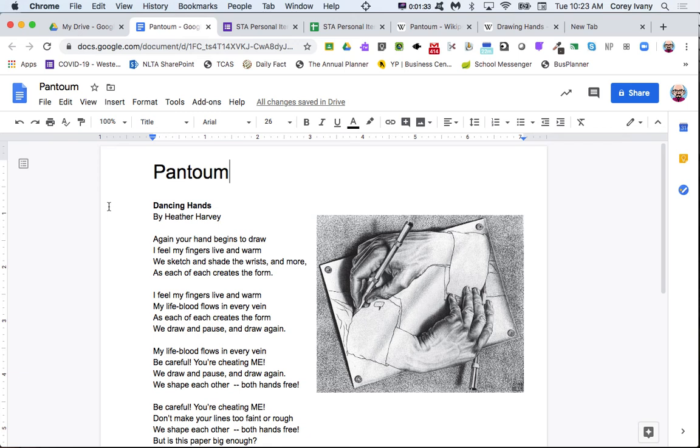Again your hand begins to draw. I feel my fingers live and warm. We sketch and shade the wrists and more, as each of each creates the form. So that has an A B rhyme scheme.